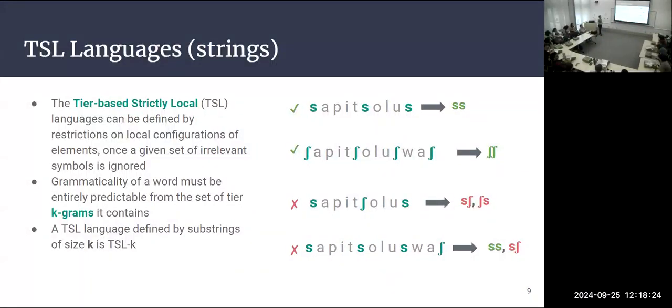So this first word up here, Sapitsolus, right? When we project the tier, when we get rid of all these other letters that don't matter, what we have left over is S next to S, and then another one, S next to S. So the only bigram in that word on that tier is just SS, and that's totally fine, we're allowed to have that.